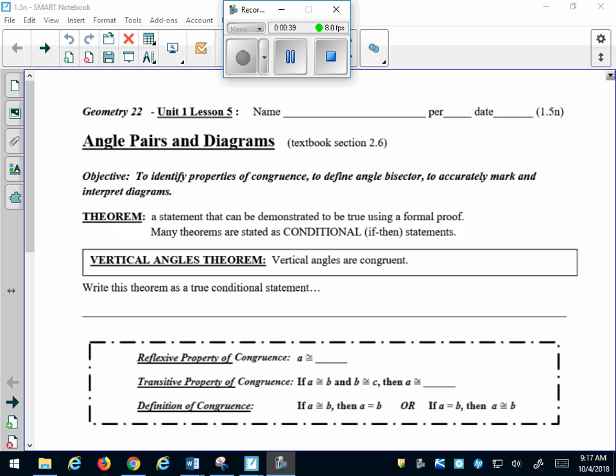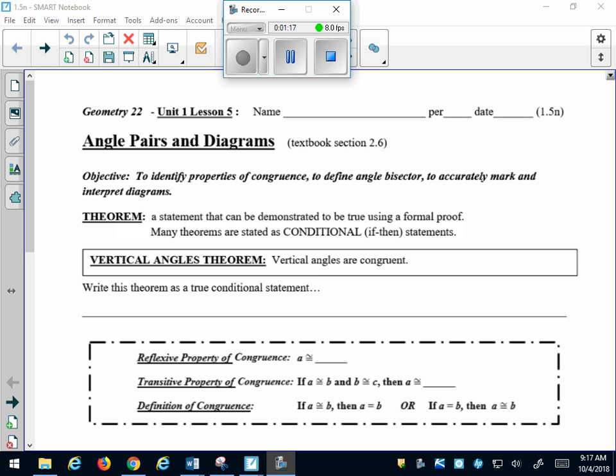First of all, the definition of a theorem, and we've talked about this before, but a theorem is a statement that can be proven true, like a formal proof can be written to show that it's true. So if you have an if-then statement and you think this is true, if you can write a flowchart proof or a two-column proof and justify every single step, then that idea becomes a theorem. And that's what we're learning here.